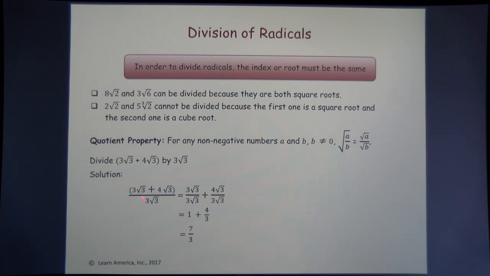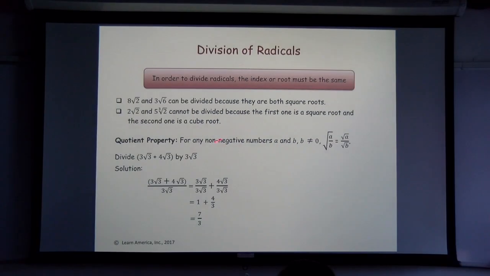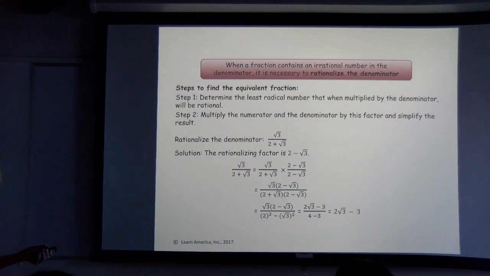This one, however, you'll notice has 2 terms in the numerator, 1 in the denominator, and you have to divide each of those terms by 3 radical 3. And fortunately, you'll notice that 3 radical 3 divided by 3 radical 3 simplifies to 1. And here, the radical 3's will divide out, leaving me with 4/3. Then if I change this to 3/3 plus 4/3, that gives me 7/3. And you must remember again that the index must be the same for the radicals.